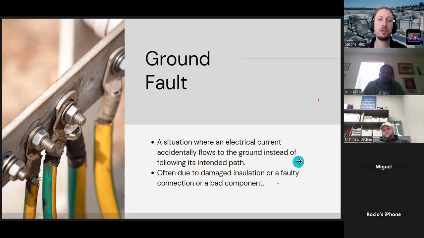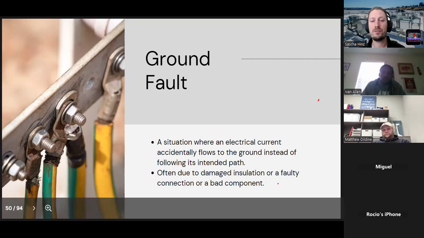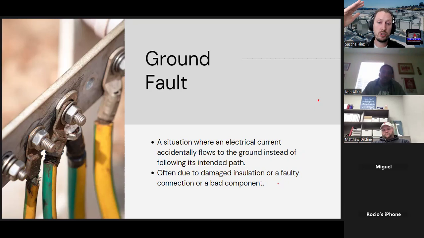The ground is there to open a very low resistance path to ground, which increases the amperage that is being pulled on that circuit, which then either blows the fuse or trips the breaker. So it is a safety device. It is a safety feature. So keep that in mind when you're installing equipment. Always make sure that you have a good ground.